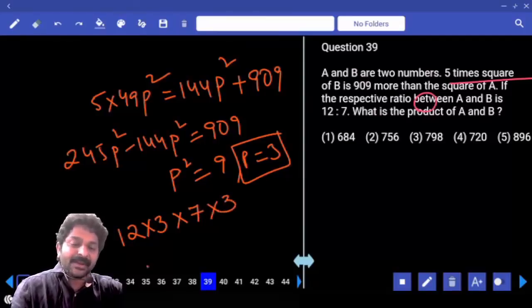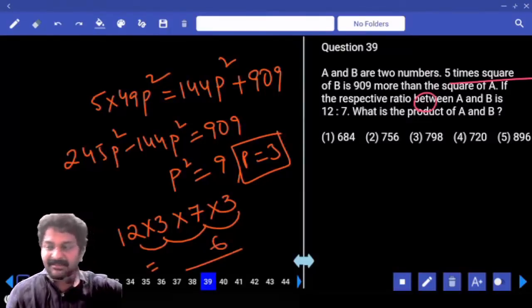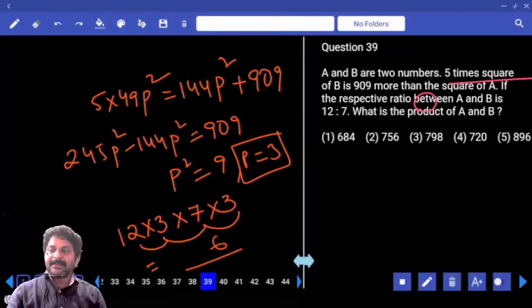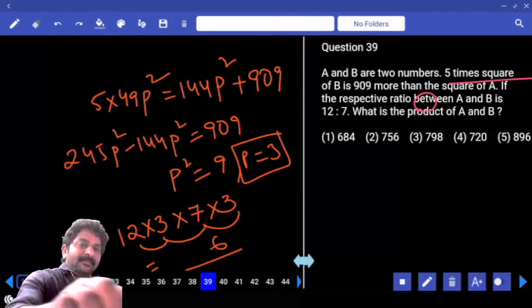Correct. Go for last digit verification. 7 into 3 ends with 1, into 3 ends with 3, into 2 ends with 6. Answer must end with 6. How many options are there? 2 options are there. But still, there is one more beauty here.